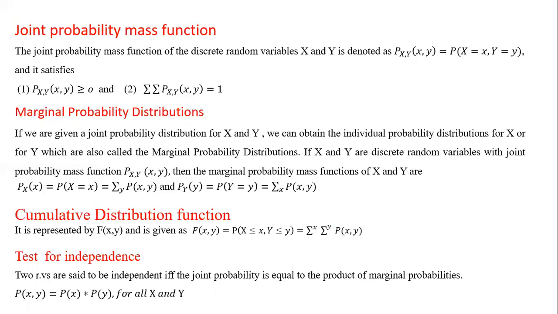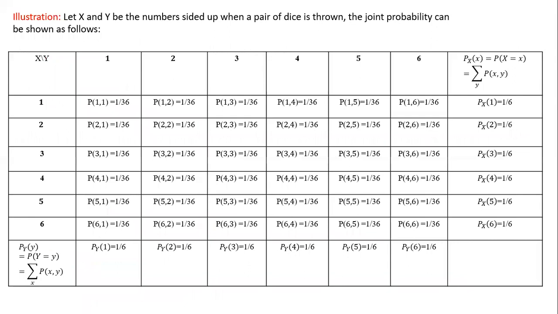Test of independence. Two random variables are said to be independent if and only if the joint probability is equal to the product of their marginal probabilities. That means the probability of (x,y) equals the probability of x times the probability of y for all x and y. Then the two random variables are said to be independent random variables.